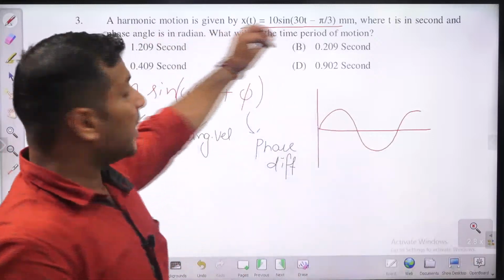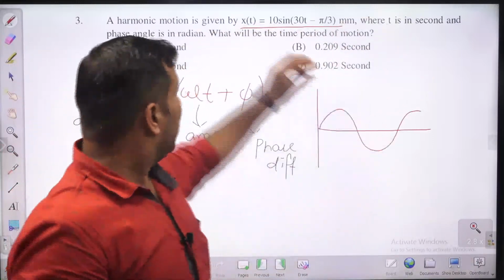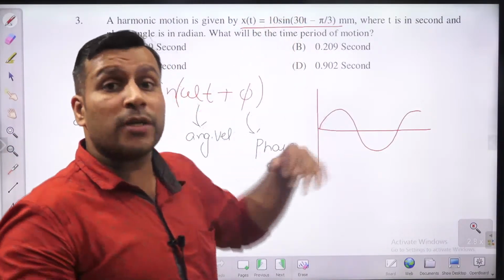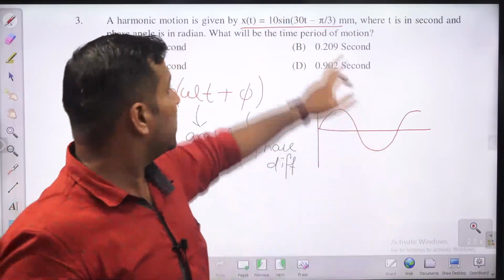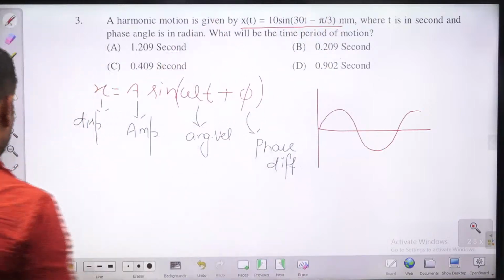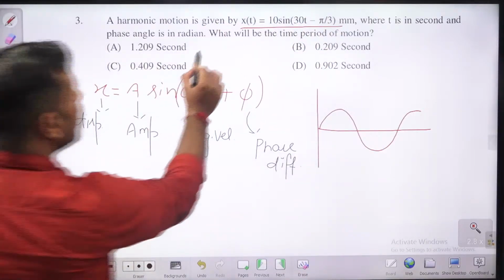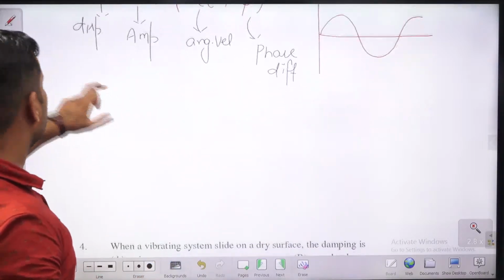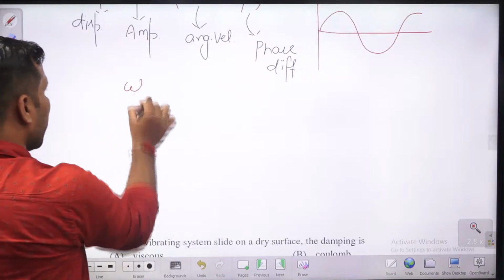x equal to a sin(omega t), where x is the displacement, a is the maximum amplitude, this 30 is the omega, angular velocity or natural frequency, and this is the phase difference. Okay, now if you observe it here, guys, this equation is asking you the time period. Guys, there are some basic things related to the vibration, like the natural frequency omega.